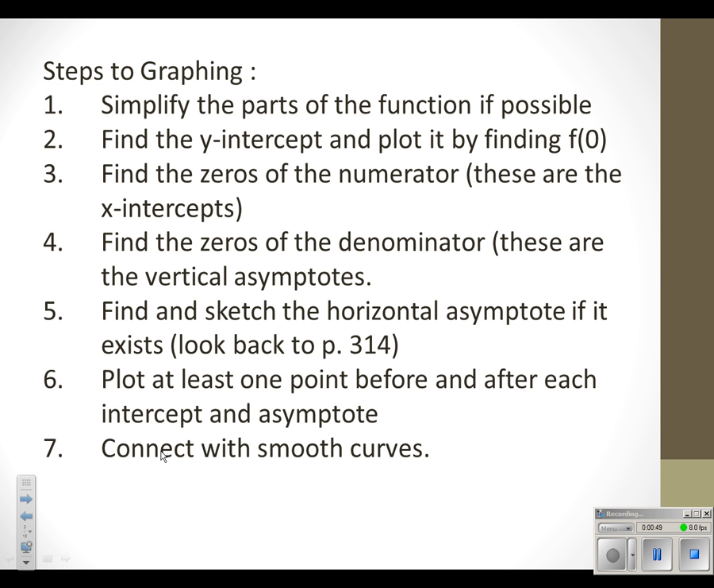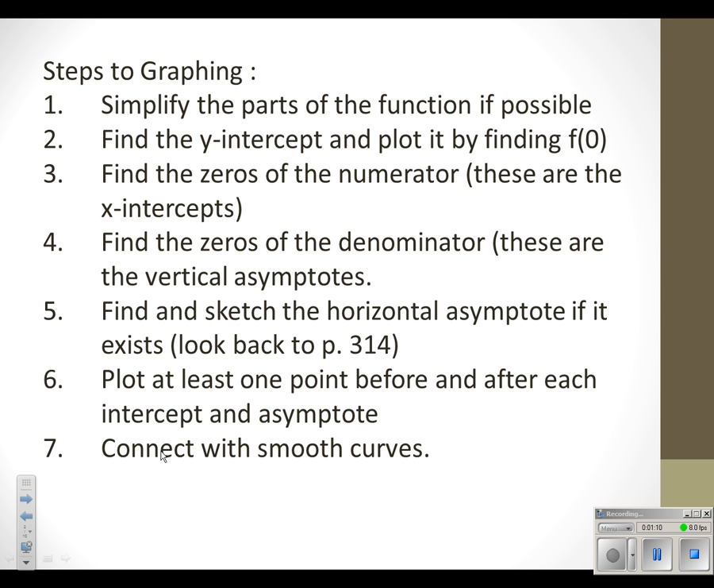Number two, find the y-intercept and plot it by finding f of 0. So in other words, we plug 0 in for x and find the value, and that gives us our y-intercept. We've done a lot of that. Step three, find the zeros of the numerator. These are the x-intercepts. Four, find the zeros of the denominator. Those, remember, are the vertical asymptotes.